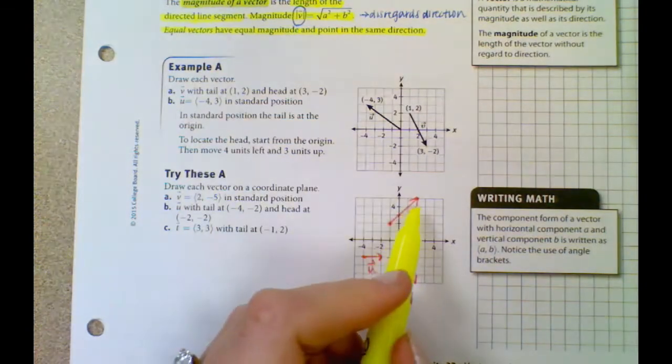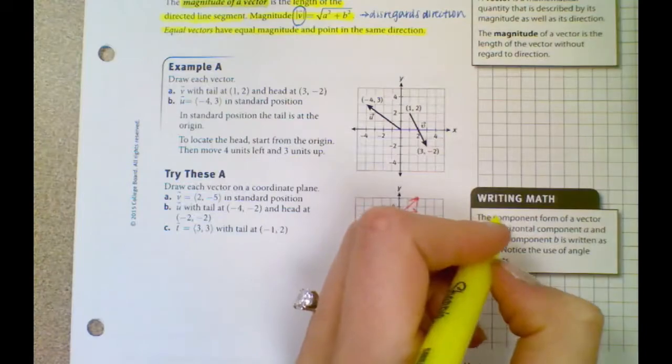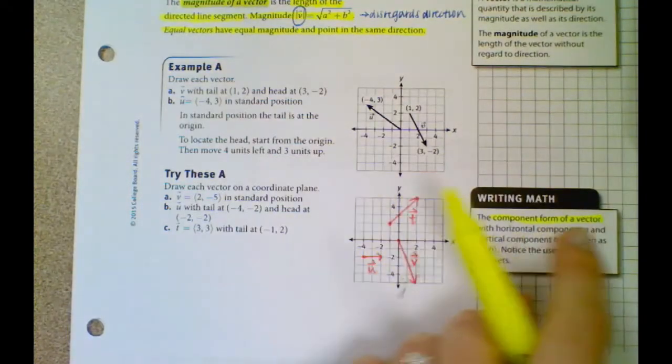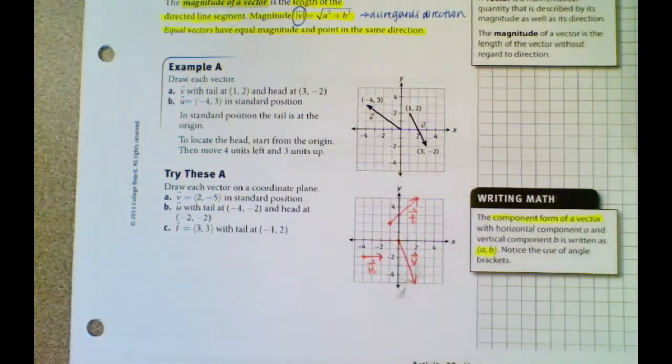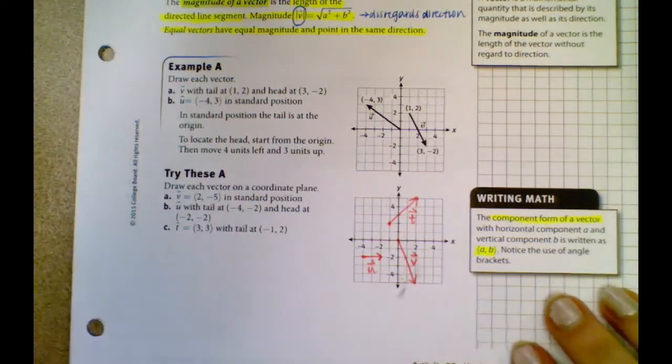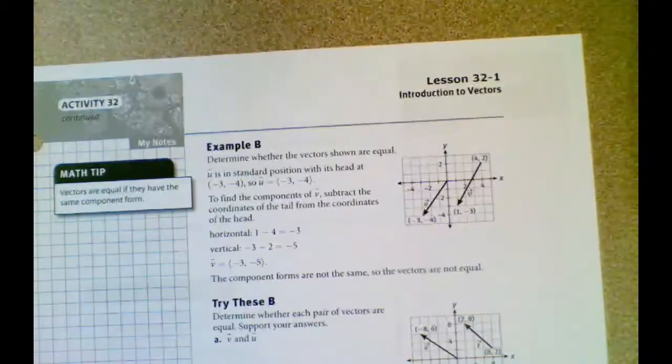Notice, that's the coordinate point (2, 5), if you want to look at that. So the component form of a vector with horizontal component a and vertical component b is written as <a, b>. I keep talking about that. Make sure it's in brackets and not in parentheses, okay? All right, next page.